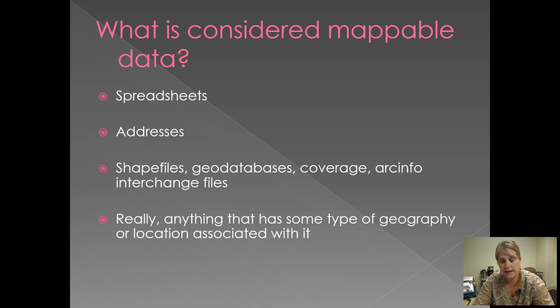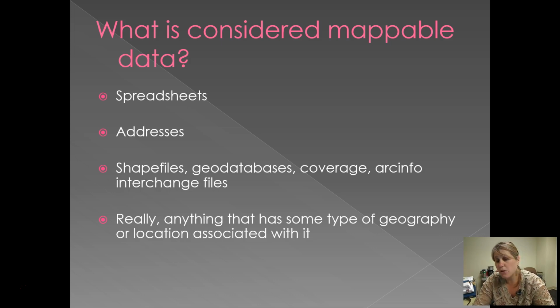Another type of data that is considered mappable is a spreadsheet or database of addresses. In the Intro to GIS class, you learn how to geocode, which is essentially getting an address location onto a map by the software assigning its geographic latitude, longitude coordinates. So that's a form of mappable data.